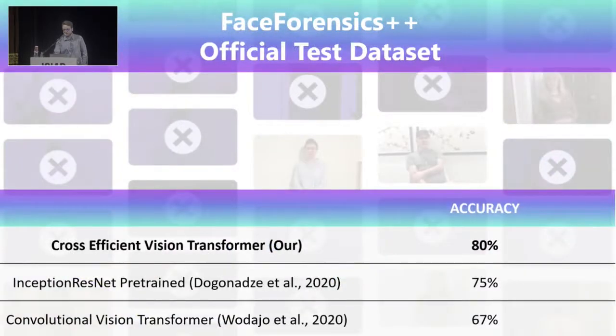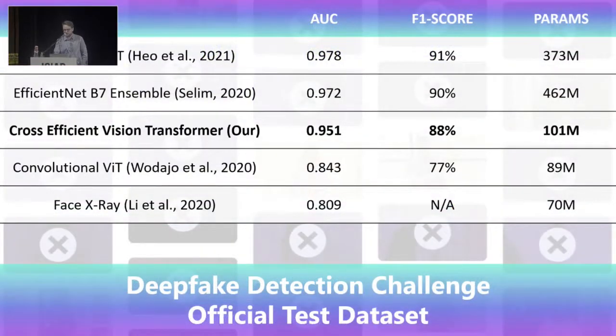These are some results obtained by our model on the FaceForensics official test dataset. This is the video level accuracy. And this is the same evaluation conducted on the DFDC official test dataset. And as you can see, we obtain similar results to other important models, but with a really small number of parameters. And this is important because we want these systems to go into the real world.